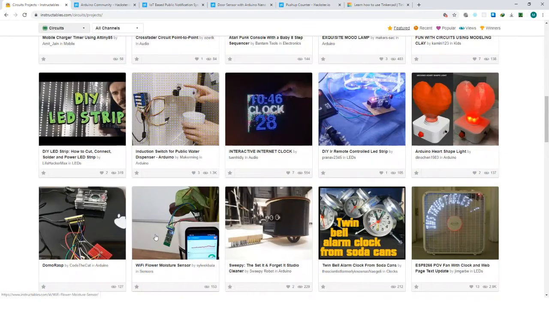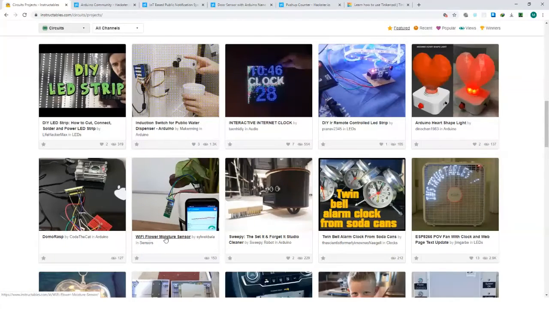You can even add a Wi-Fi flower moisture sensor. So you put in the Wi-Fi, and you are able to look at it from the phone. You just connect to the Wi-Fi and you're able to connect. So find out how you can display some of the information that was coming from Arduino.